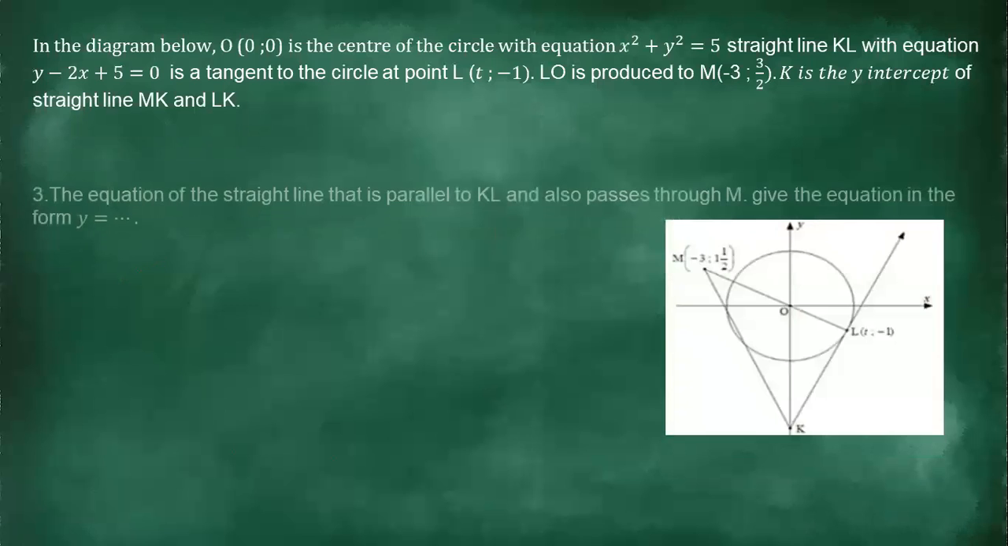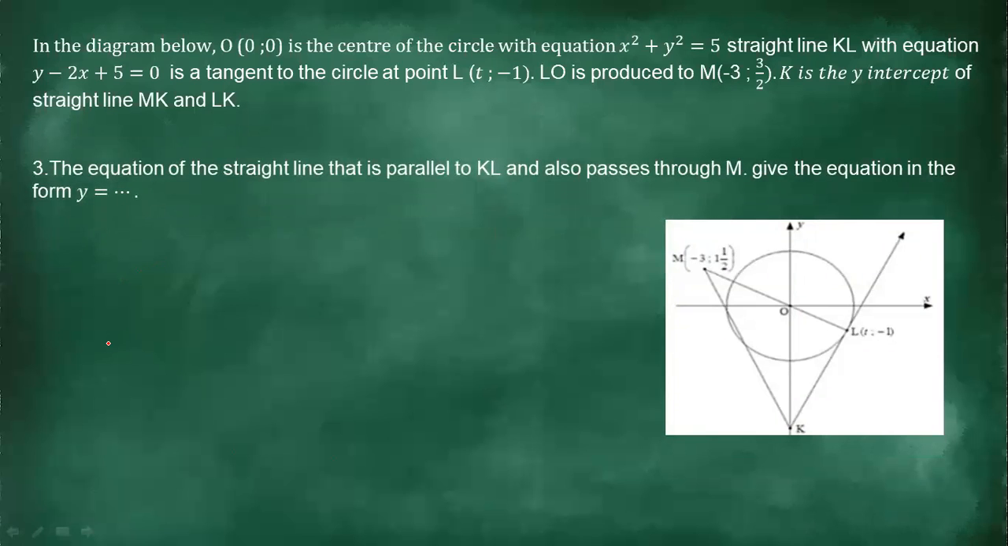All right, and then we have the same scenario and the same structure, so we just have to answer the following question. The equation of a straight line that is parallel to KL. There is a line which is parallel to KL and also passes through point M. Give the equation of that line, meaning there is a line passing through this point M, and that line is parallel to this line KL.